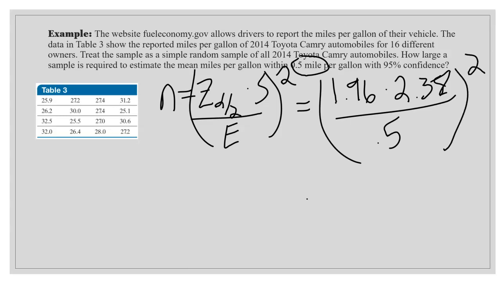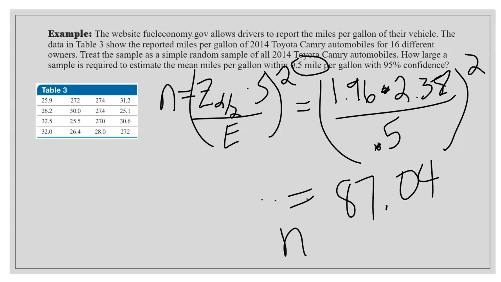So you're going to do 1.96 times 2.38 divided by 0.5, that is a decimal right there, and then you're going to square that, and you end up getting about 87.04, and you round it up. And so when you round it up, you get N equal to 88. So that means you need to take a sample of at least 88 2014 Toyota Camry owners in order to get a 95% confidence interval that is within 0.5 miles. So 0.5 miles both ways.